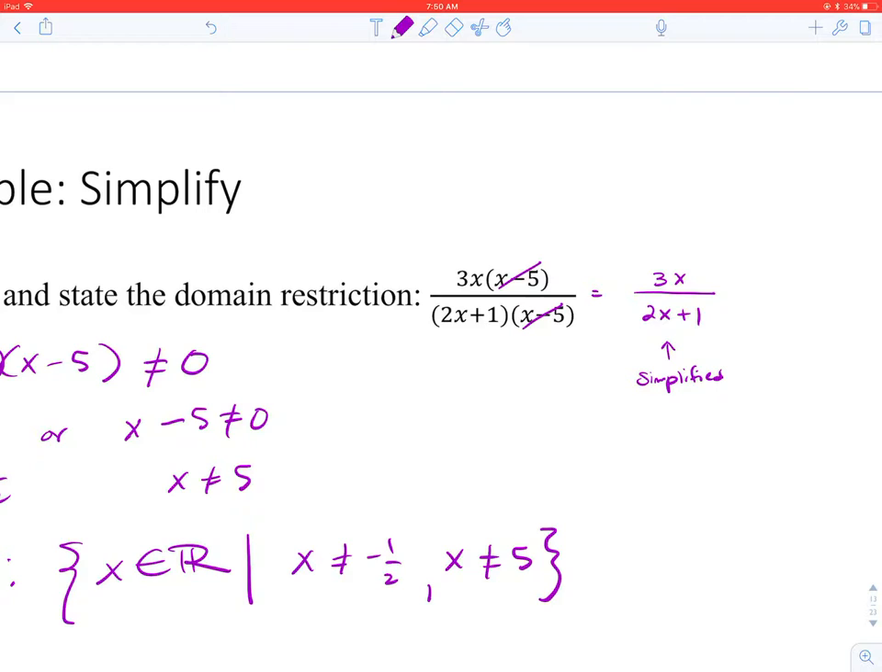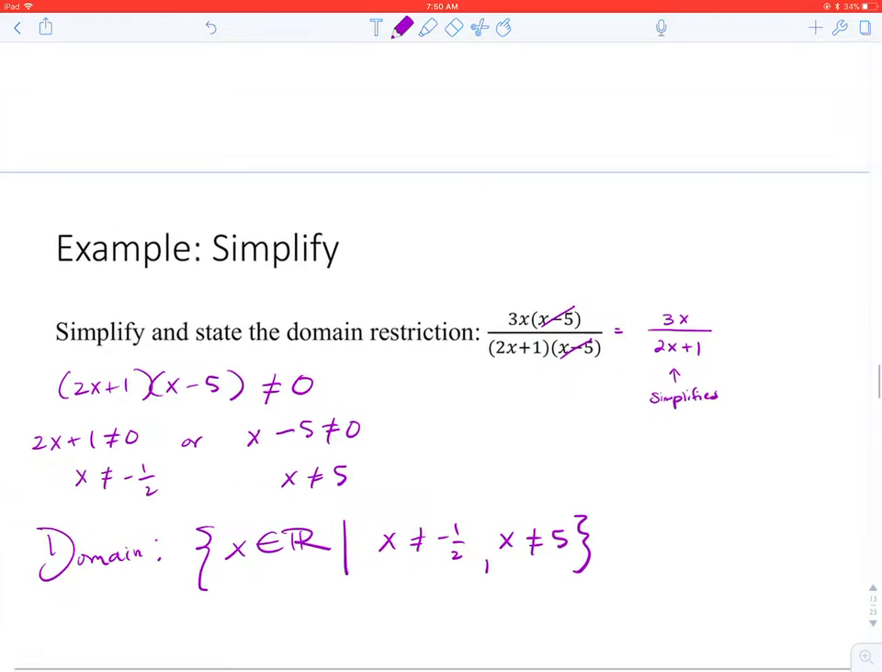Okay, and then here's also an example where if we looked for the domain restrictions in the simplified expression, we would have missed that x cannot be equal to 5.